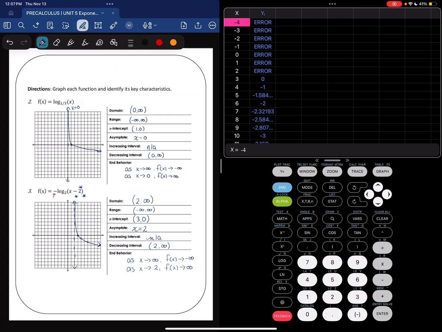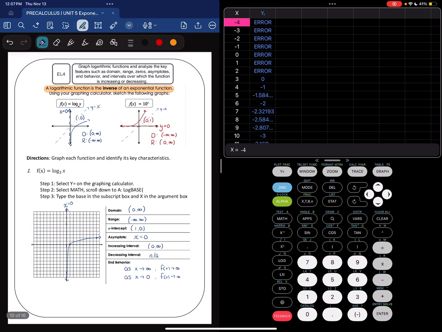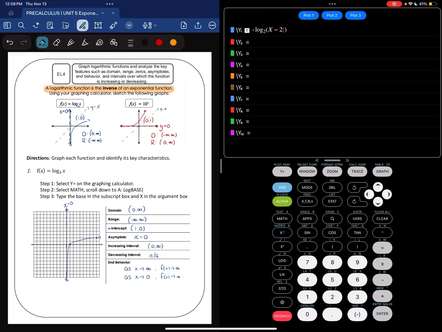So there you guys go. That is it for graphing logarithmic functions and identifying their key features. You're definitely able to use your graphing calculator to do that. You just have to remember how to get your log to have different bases.